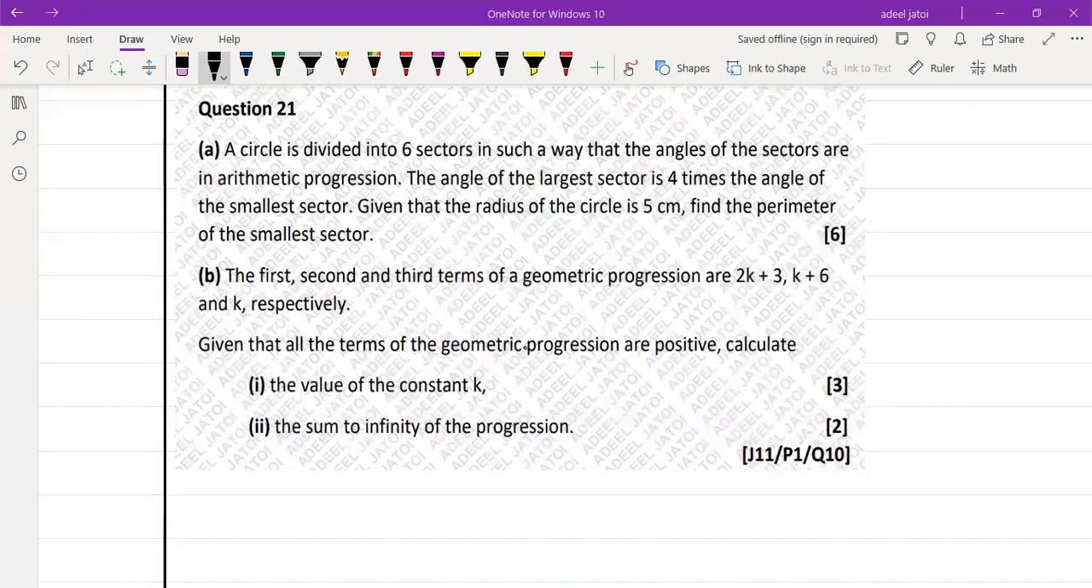So we have question number 21, June 2011, paper 1, question number 10. The question clearly states that the circle is divided into 6 sectors in such a way that the angles of the sectors are in arithmetic progression. The angle of the largest sector is 4 times the angle of the smallest sector. Given that the radius is 5 centimeters, find the perimeter of the smallest sector.